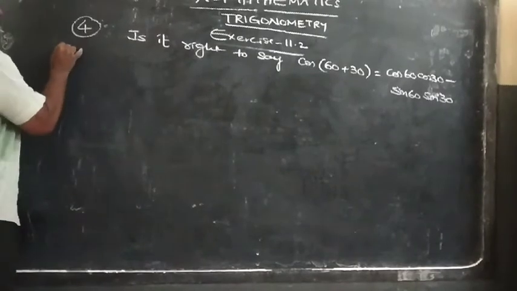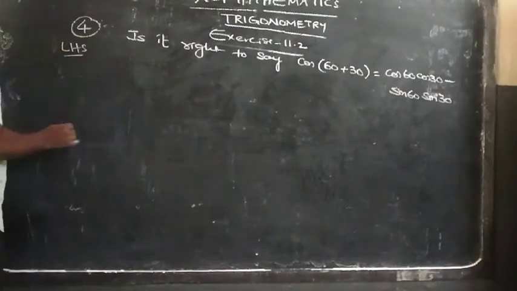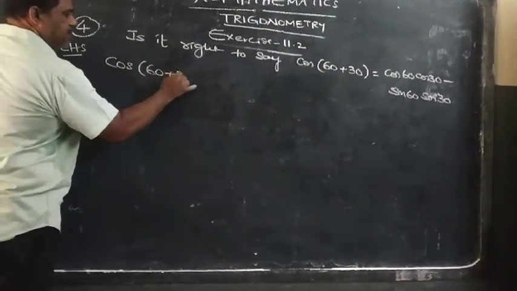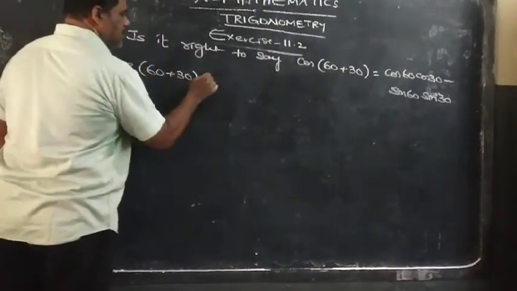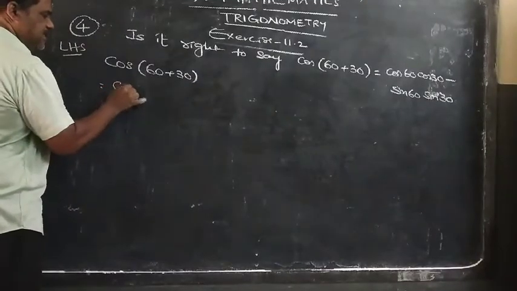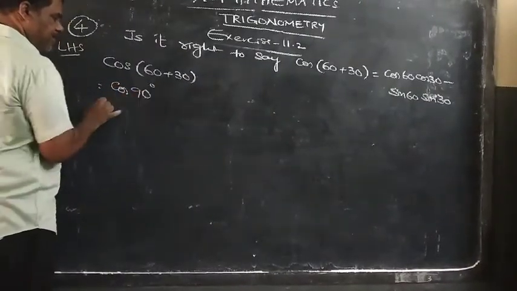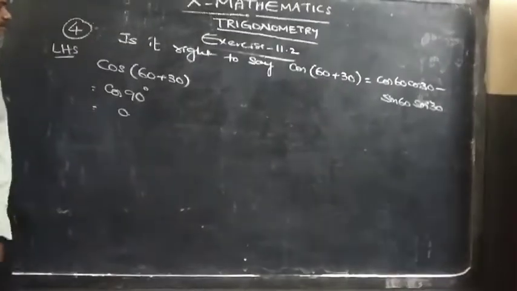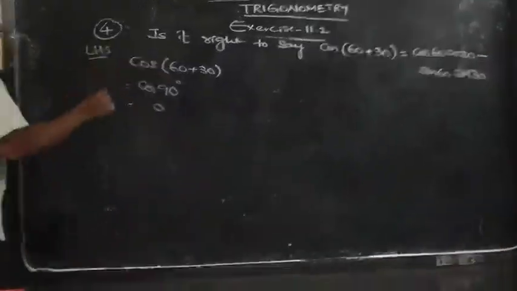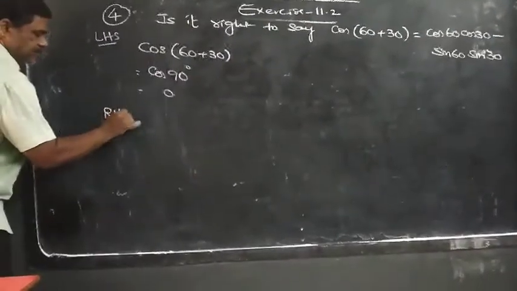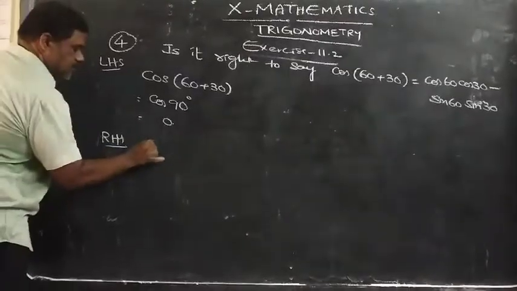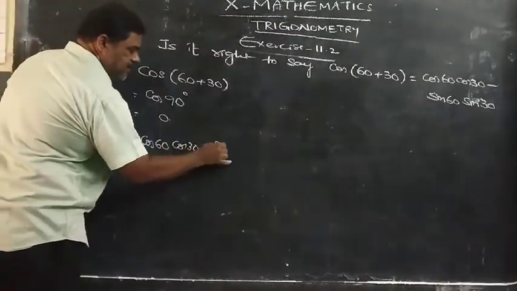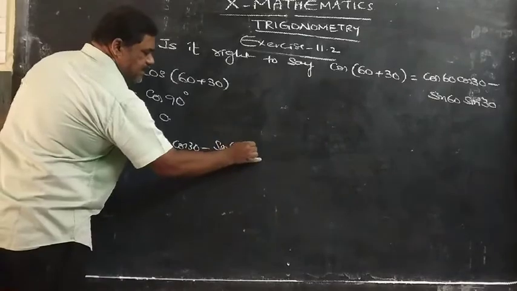So first let us take LHS. First let us find out the value of cos 60 plus 30. 60 plus 30 is 90. Cos 90 degrees is 0. Now take RHS. Cos 60 cos 30 minus sin 60 sin 30.